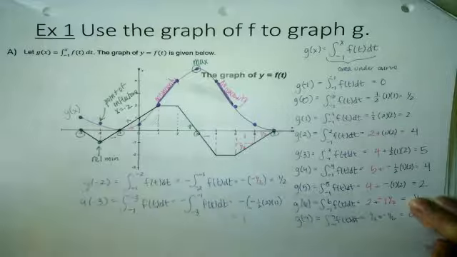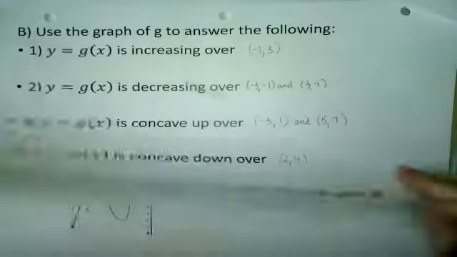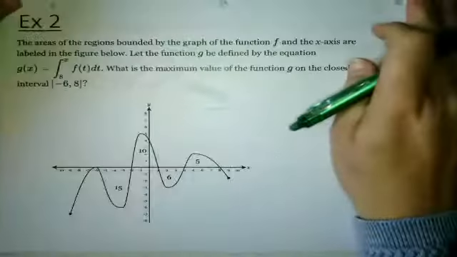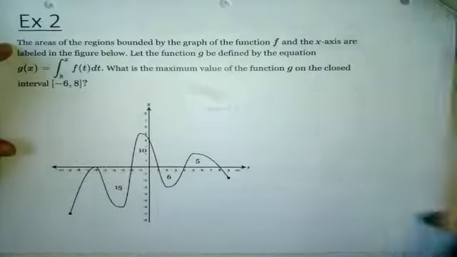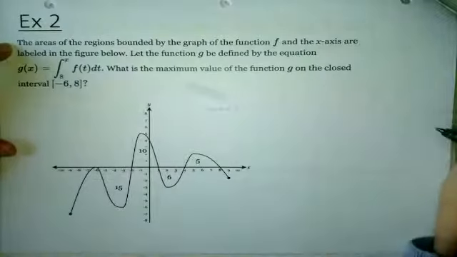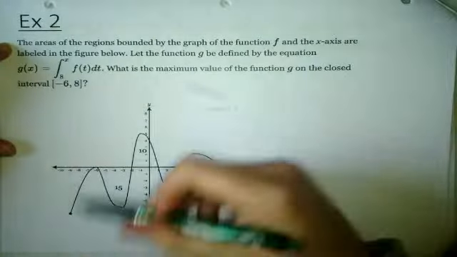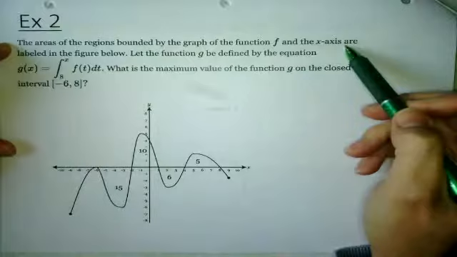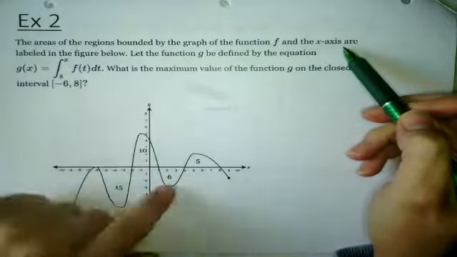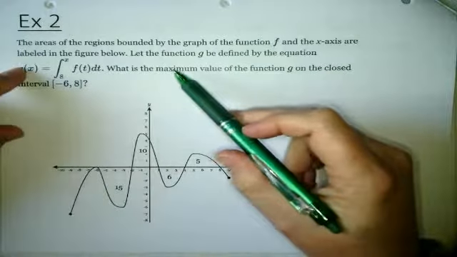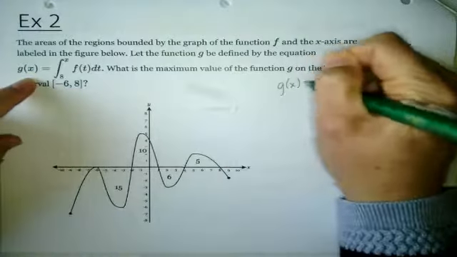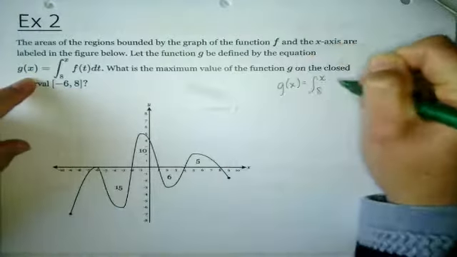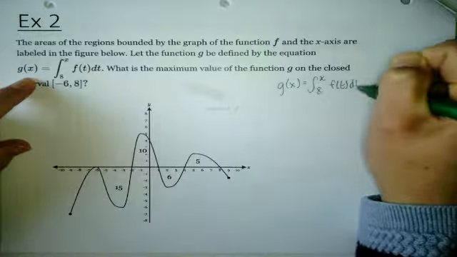All right, so really interesting stuff. A little bit of analysis there. Let's do a little bit more. This one also takes a little bit of time. But you'll see this in Delta Math today. The areas of the regions bounded by the graph of the function f. So this graph is our f function, and the x-axis are labeled. So you see those labeled values, area values. Let G be defined by the integral from 8 to x of f of t dt.